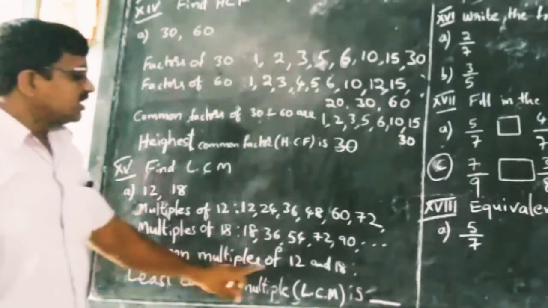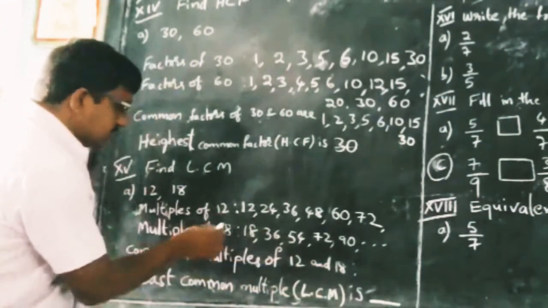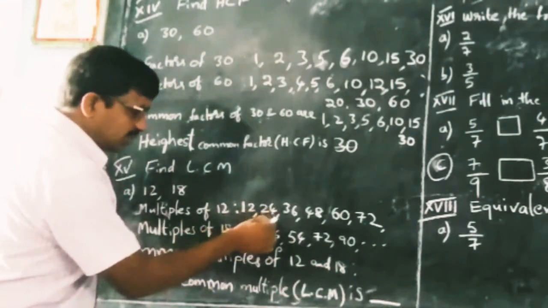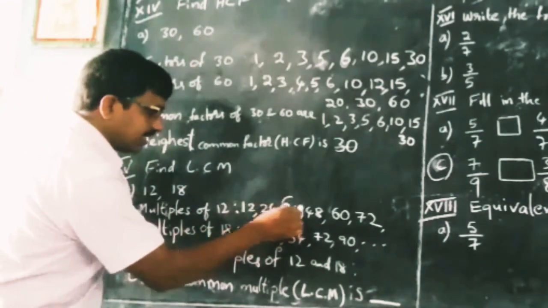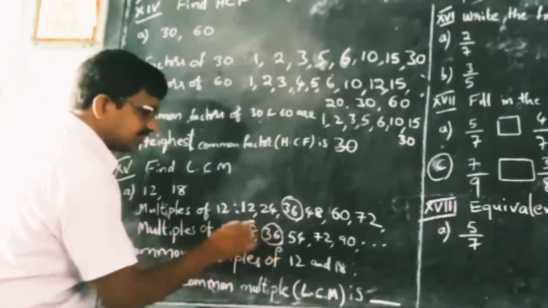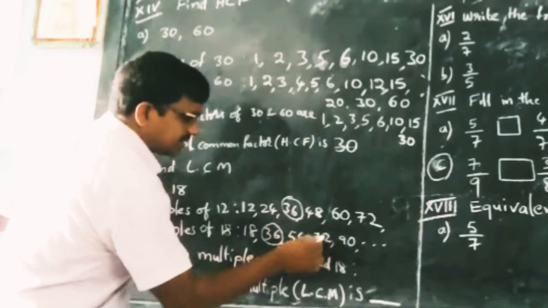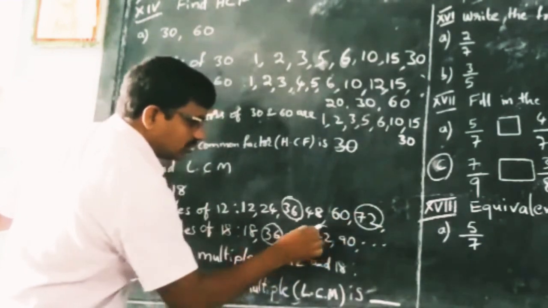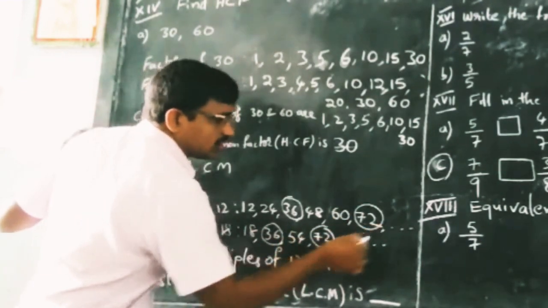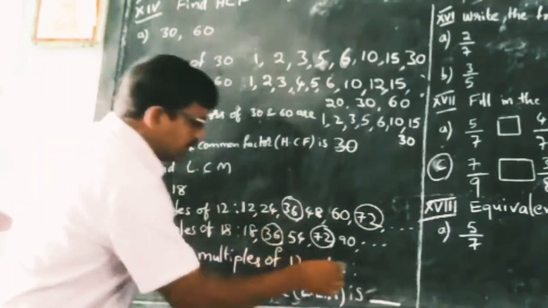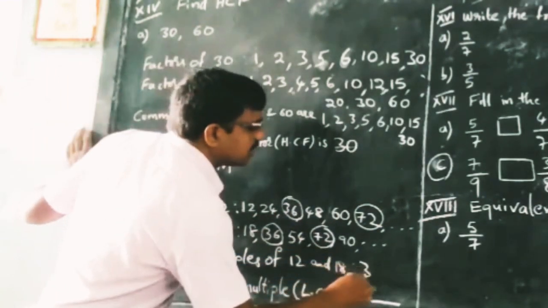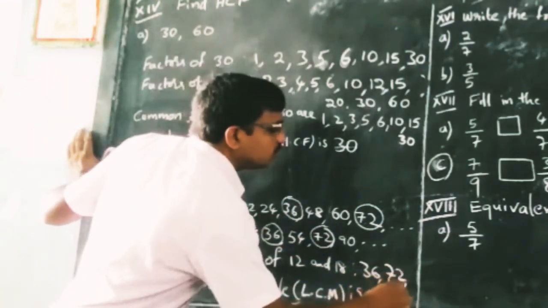Now, what are the common multiples of 12 and 18? So here what is there? 12, 24, 36 is here, and here 36. Next 72, and so on. So many are there. So common multiples are 36, 72, and so on.